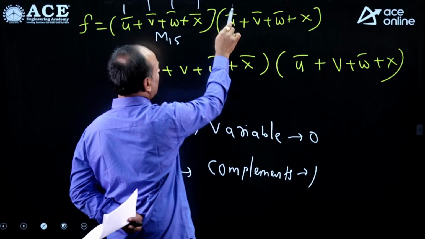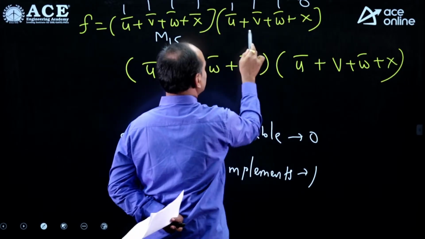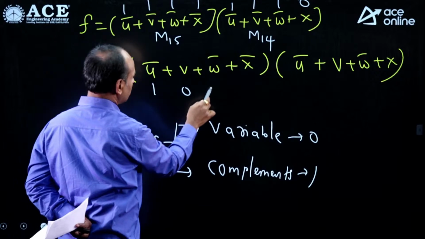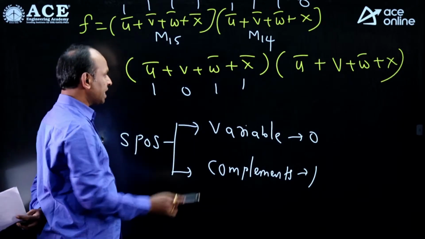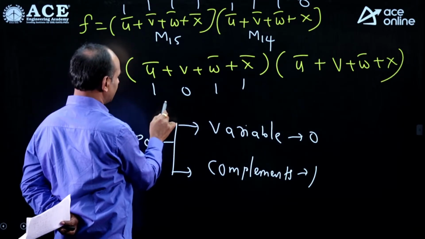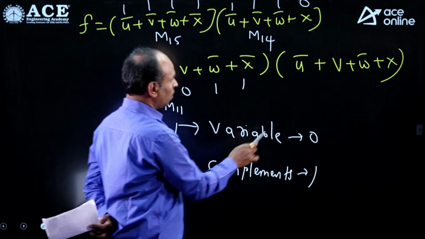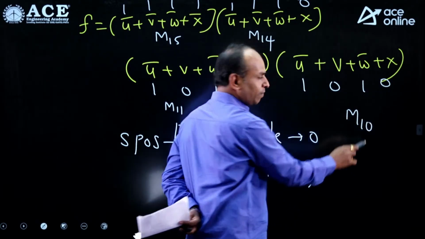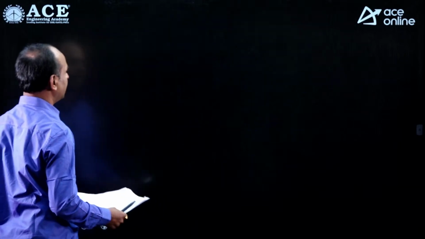Now here also 1, 1, 1, 0. This is a max term of 14. Now here observe 1, 0, 1, 1. This is M11. Now here observe 1, 0, 1, 0. It is M10. So the same question we can write here.